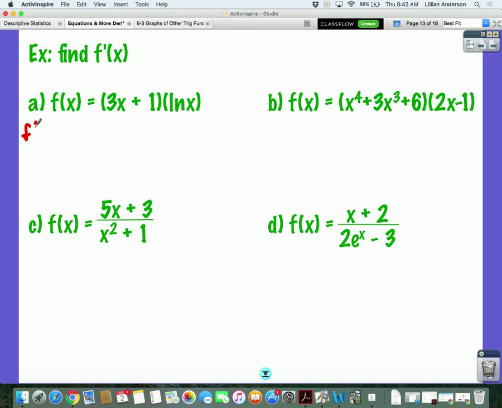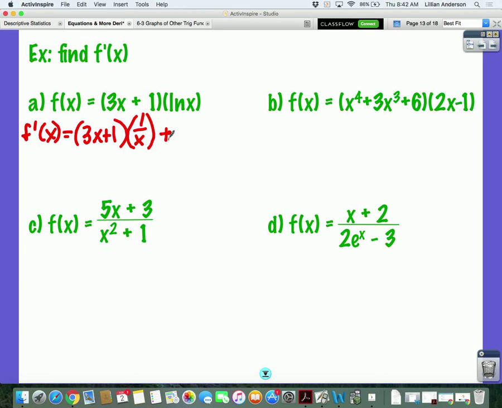So, to find the derivative of this first function, recognizing there's two functions being multiplied together, you can use your product rule, which says the first function, so you'll write 3x plus 1, times the derivative of the second function. What's the derivative of ln of x? 1 over x.